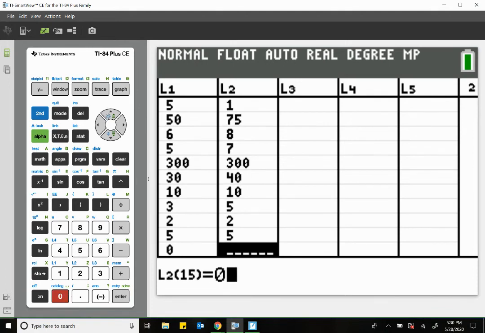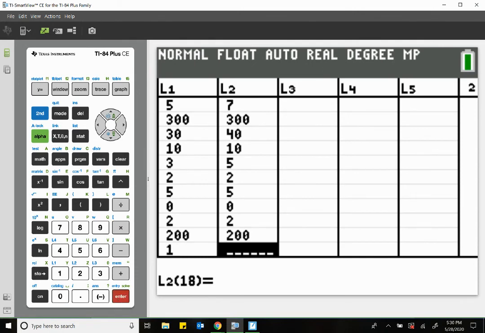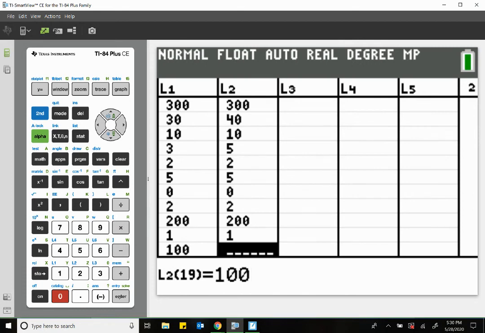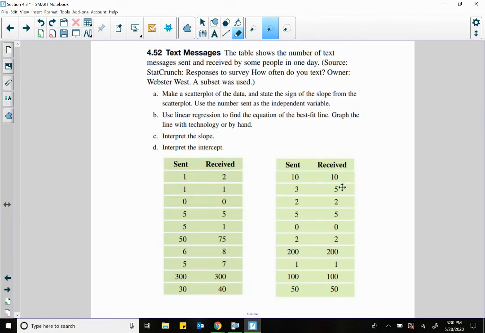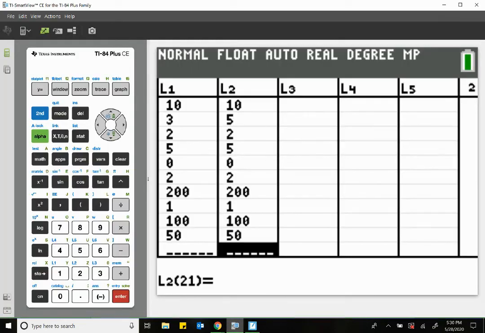5, 0, 2, 200, 1, 150. And there we go. Just want to double check on that. Yes. Okay. So now, remember in 4.2, I showed you where to go.